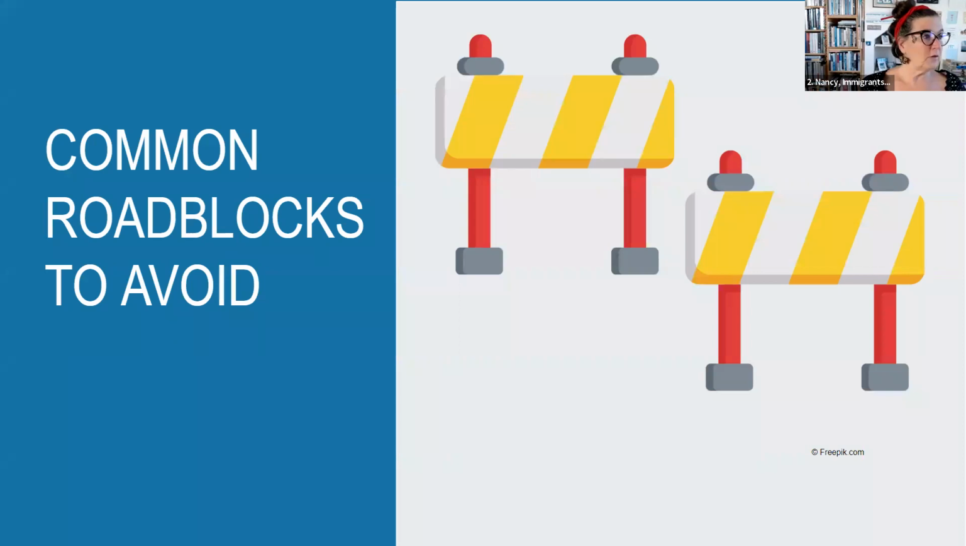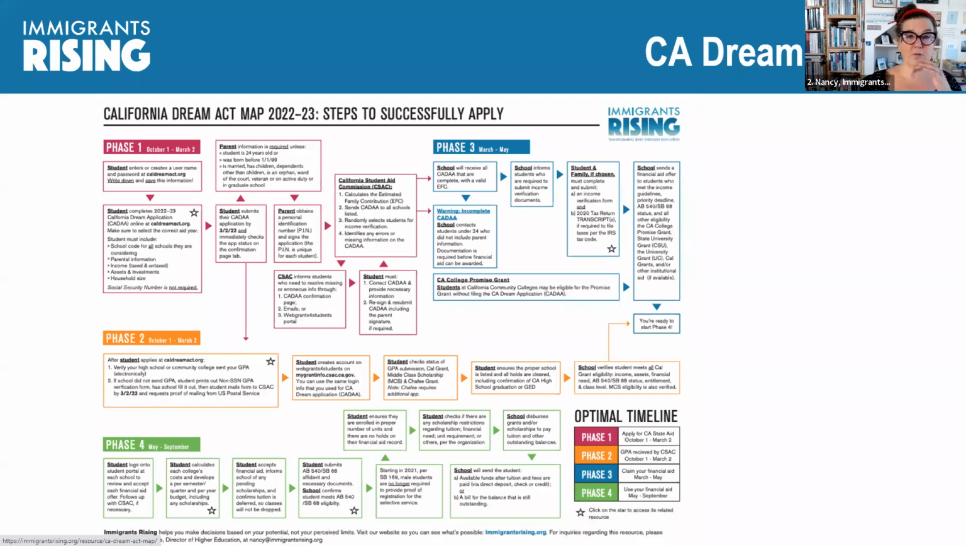I'm going to get us started now with Victoria, and she's going to talk about some, oh, actually, I take that back. I'm going to have a quick few pieces around common roadblocks to avoid, and then I'm going to pass it to Victoria. I think the first part for me is really just thinking about the California Dream Act map and the multiple steps that there are in terms of applying for the California Dream Act. This is our 22-23 map. We actually have a map that is updated for 23-24, but the steps are the same.